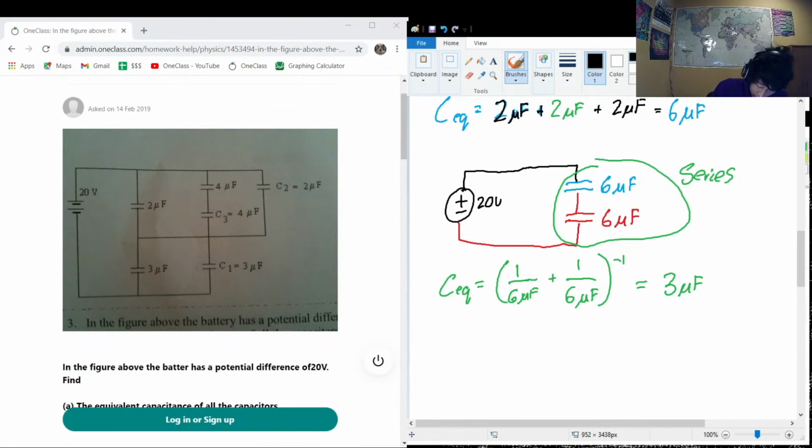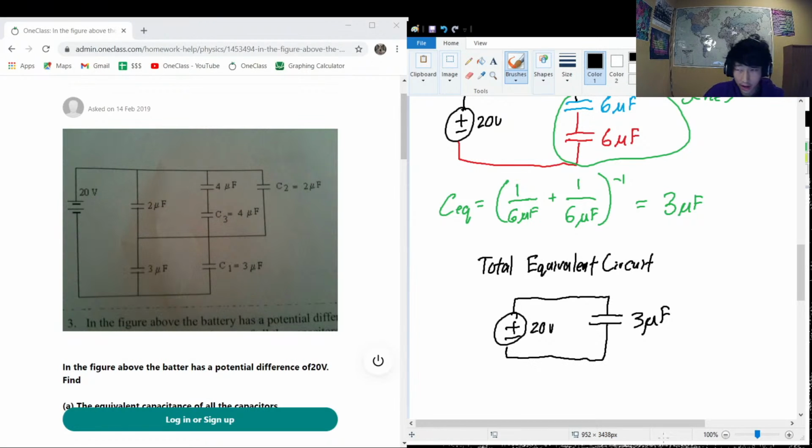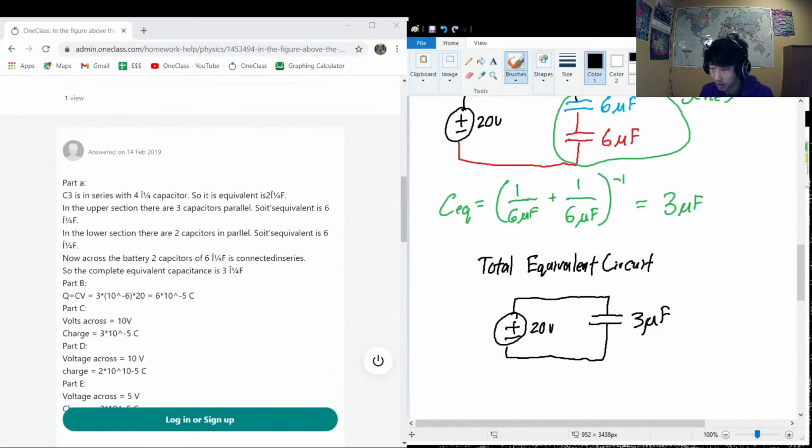So our total equivalent circuit looks a little something like this. We have 20 volts attached to 3 microfarads, and that's it. That would address the first part of the question, which is asking us the equivalent capacitance of all the capacitors: 3 microfarads. Hopefully we have the same answer down here. Part A, 3 microfarads, yeah.